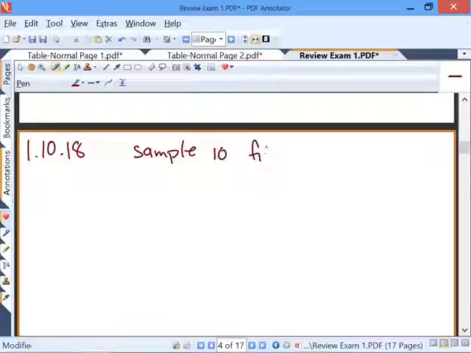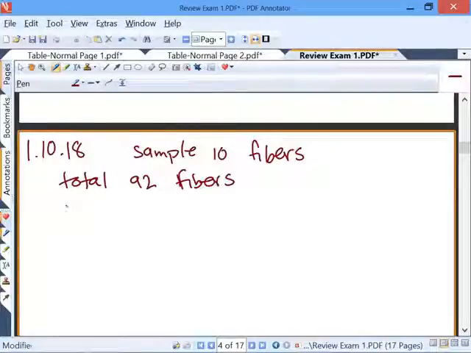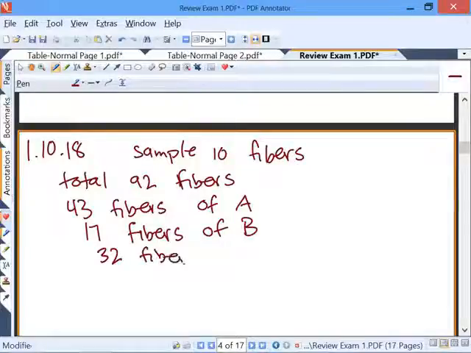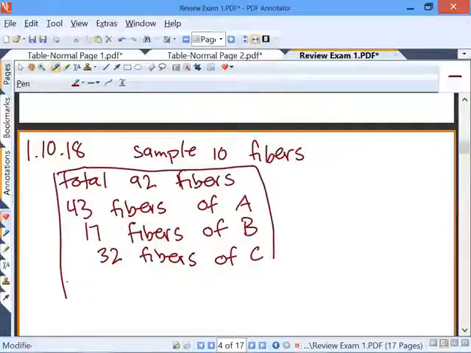We have a sample of 10 fibers from a collection of, let's see, so our total is 92 fibers. We have 43 fibers of polymer A, 17 fibers of B, and 32 fibers of C. So this is my pool from which to draw, and it appears that we are drawing 10 fibers overall.